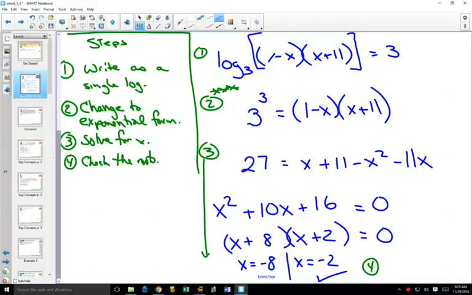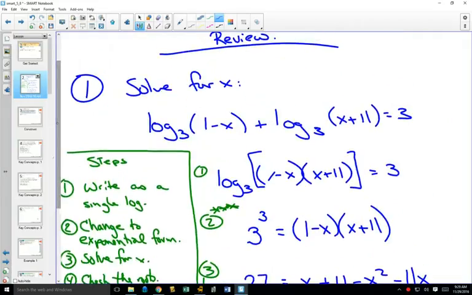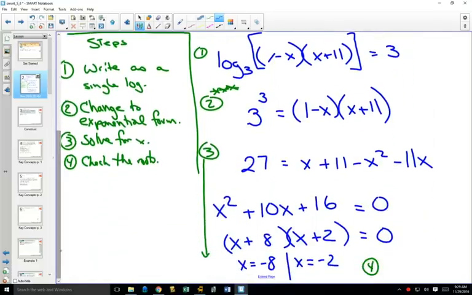And with negative 8, if I go back up, if I plug negative 8 into the first one, I get positive 9. That's okay. If I plug negative 8 here, I get a positive 3. That's also okay. So even though both of our answers were negative, both of those answers are possible. So it's a good example to see.